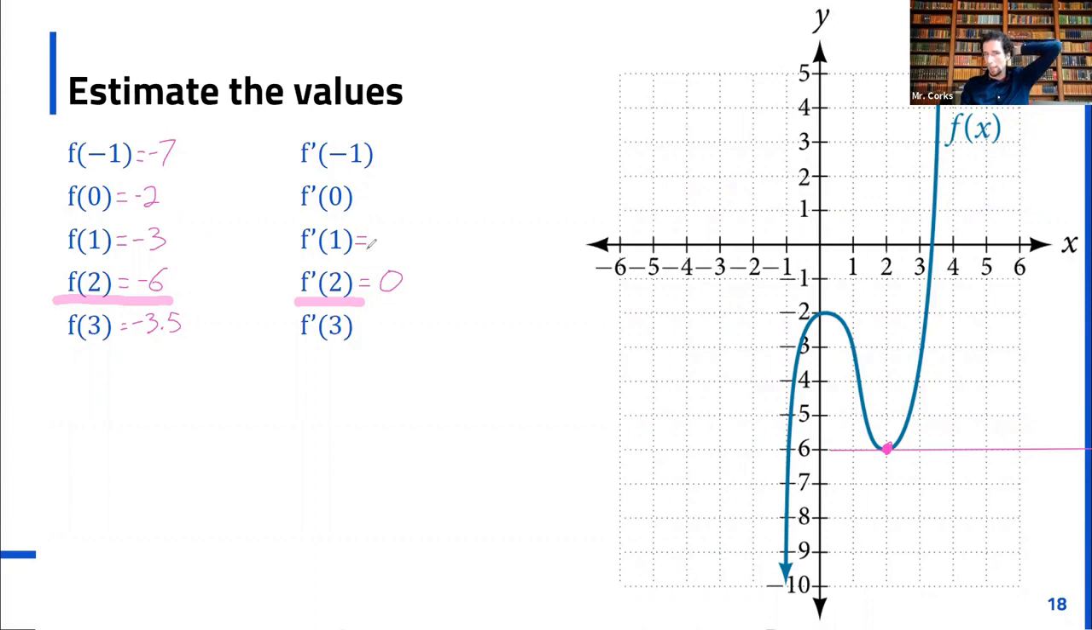A little harder to estimate, but just give me a general number. I think it's 1 because it looks like 45 degrees, maybe. Here? Maybe 3.